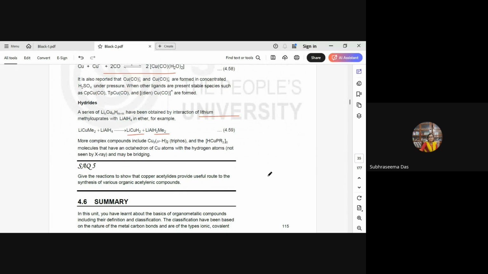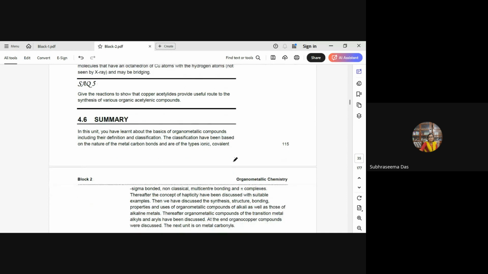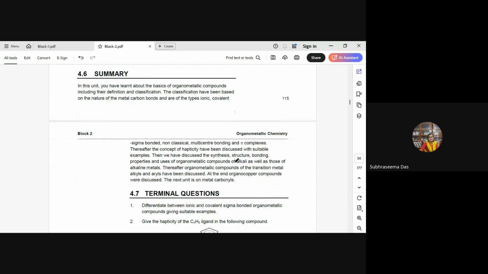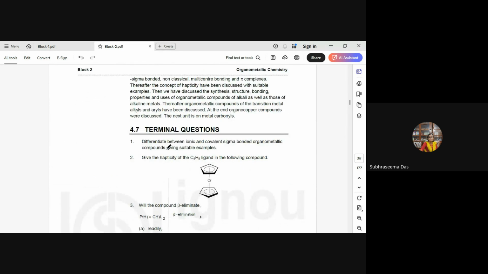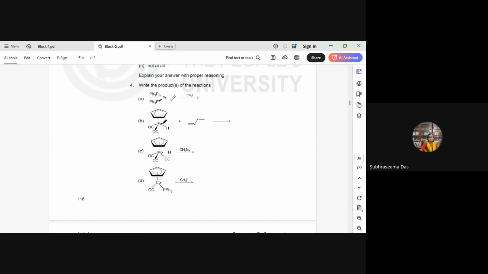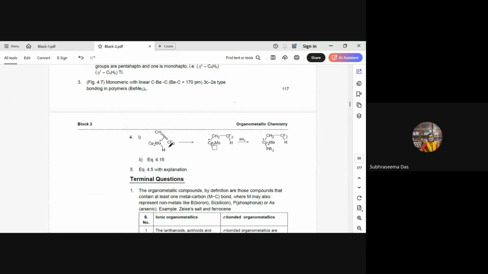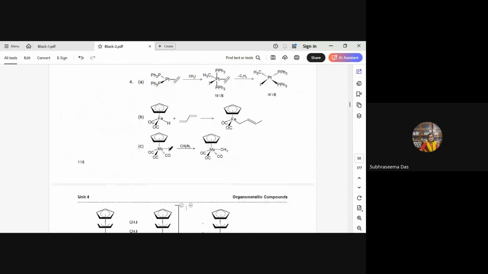In this chapter, we talked about the different types of bonding in organometallic complexes, and the different types of organotin and organosilver complexes. These are some of the important questions. You can go through what has been shown here, along with the self assessment answers and some important long questions.